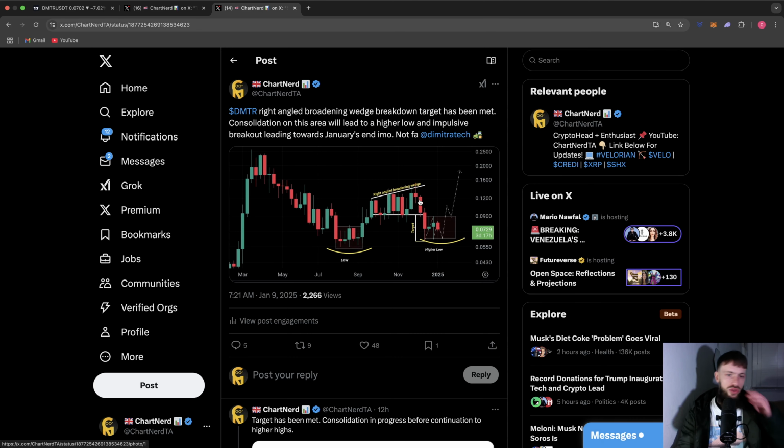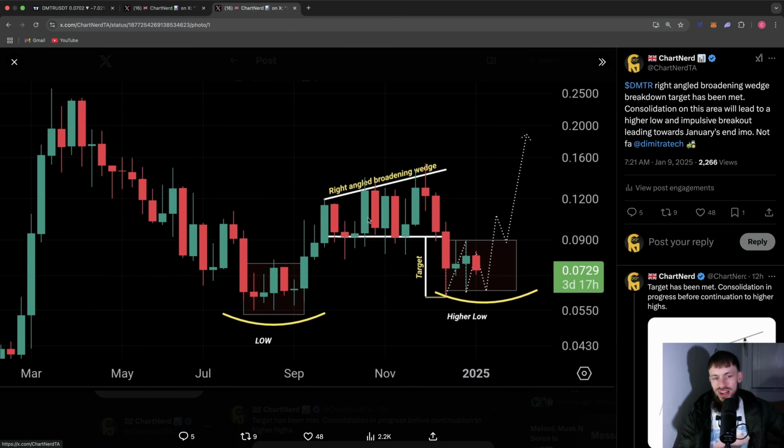There's also a second post that I posted not so long ago, earlier this morning, about this right angled broadening wedge. So DMTR, the right angled broadening wedge breakdown target has been met. Consolidation on this area will lead to a higher low and an impulsive breakout leading towards January's end, in my opinion, not financial advice.